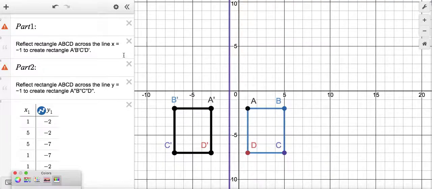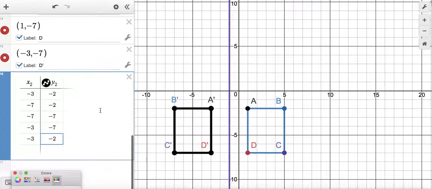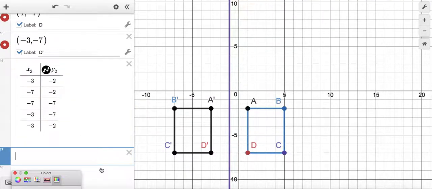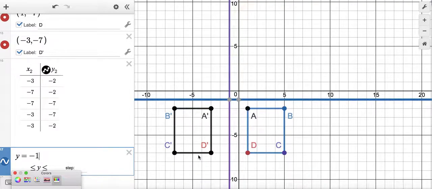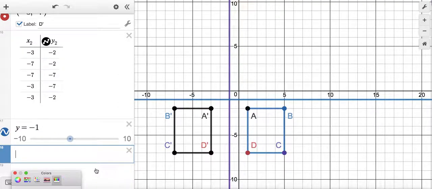So now instead of x equals -1, our line is going to be y equals -1. You should be able to kind of picture that in your head, where it will be if y equals -1. Okay, and it's going to be this blue line right here. So y is -1, no matter what else happens, y is always -1. So let's go ahead and put in our new coordinates for the double primes.